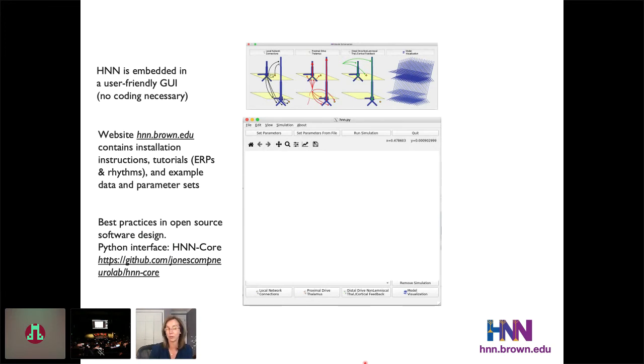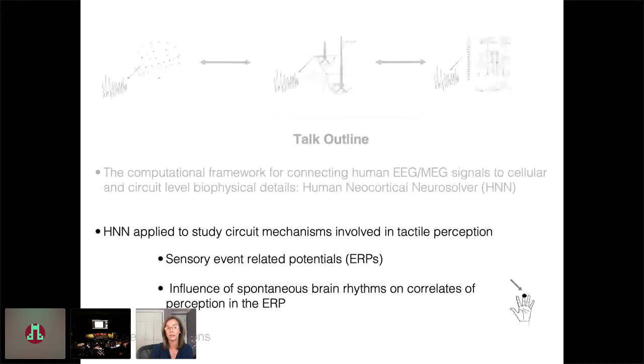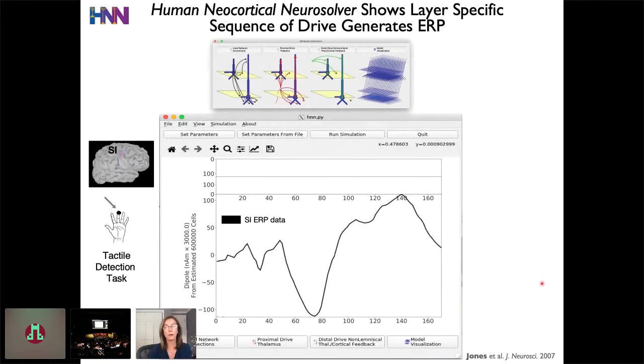And I'm going to go through an example from my lab where we've been studying somatosensory perception. And so we perform tactile detection experiments where we give subjects a brief tap to the middle finger and we ask them, did you feel it or did you not feel it? And then we record the brain activity with either EEG or MEG. And we apply inverse solution techniques to isolate the contribution from the hand area of S1. And what I'm showing you here is the evoked response from S1 from a fairly strong tap to the finger, where the subject reported feeling it 100% of the time.